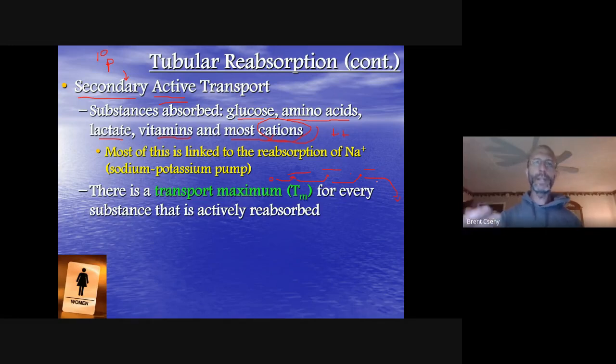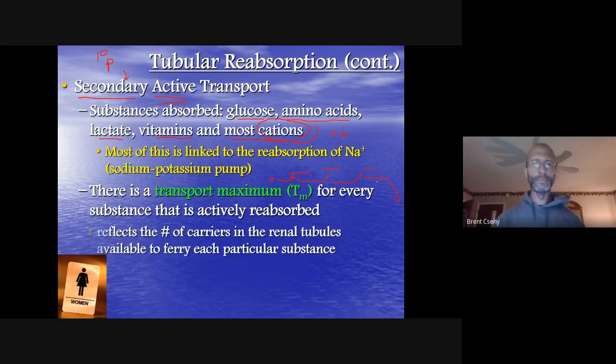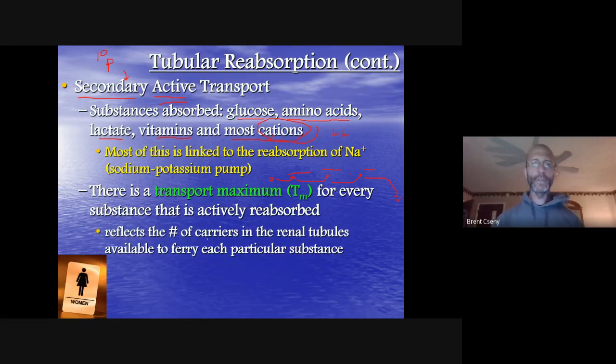So one of the things that actually governs how much stuff you take back in is just how many transports it has. Okay, but if all the cars are gone, you missed the ride and you're done. So it reflects the number of carriers in the tubules. Basically, it's just open seats. Just think about it like that.